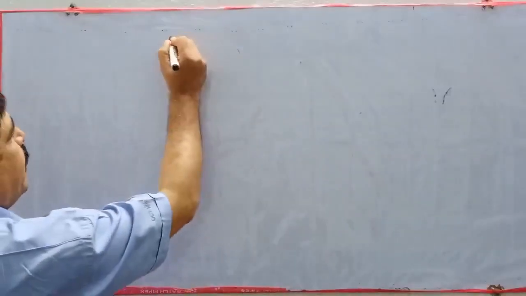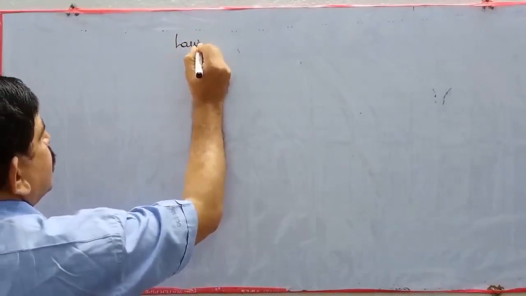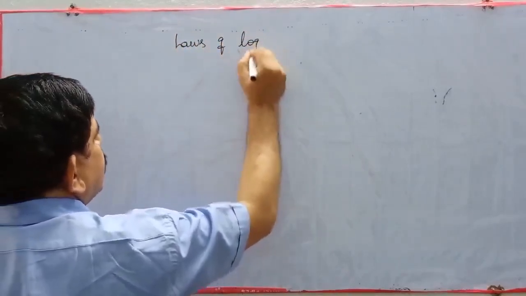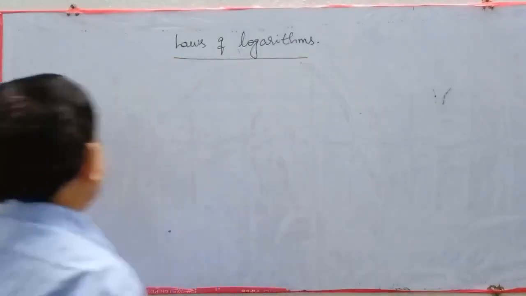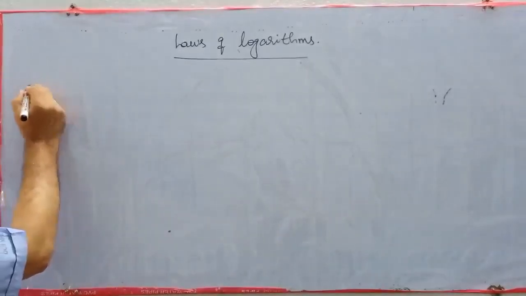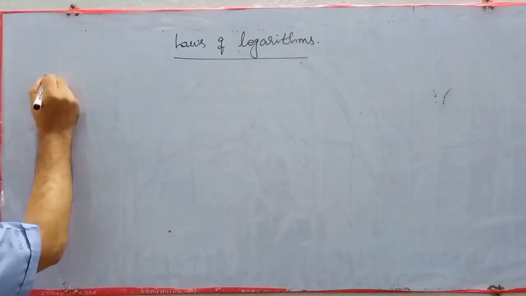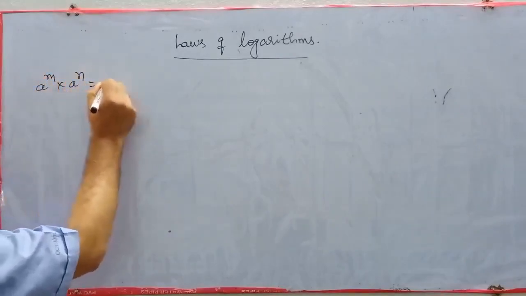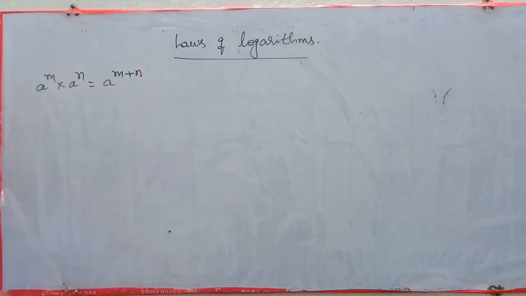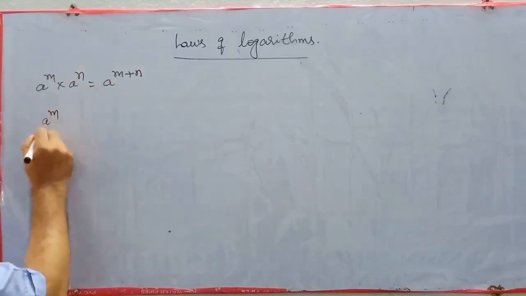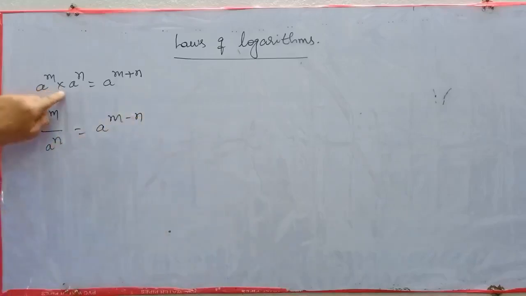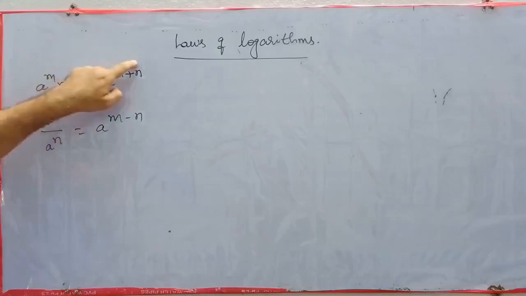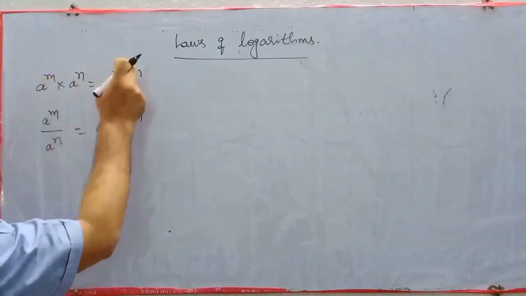Okay children, next topic is laws of logarithms. Okay, suppose in laws of exponents we know that a to the power of m into a to the power of n is equal to a to the power of m plus n, right? Next one, a to the power of m by a to the power of n is equal to a to the power of m minus n. That means here the bases are equal and we are adding the powers.